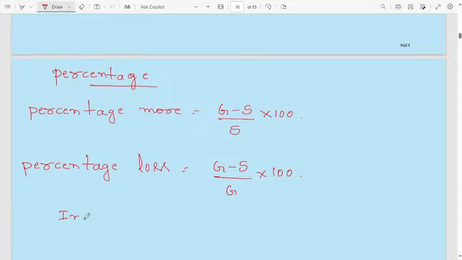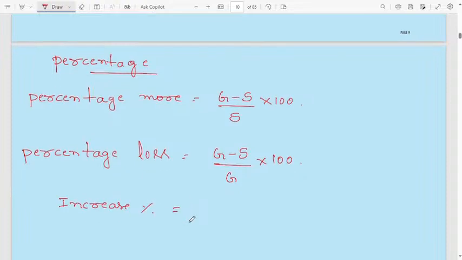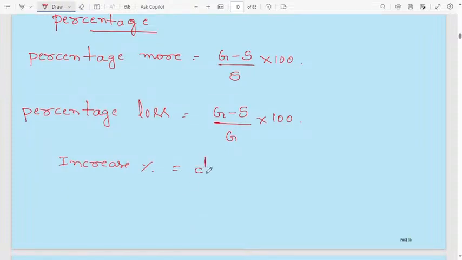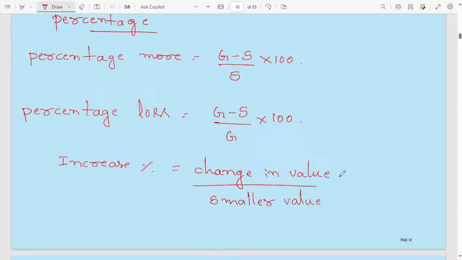Then next one, increase percentage. If you want to calculate an increase percentage, then change in value divided by smaller value into 100. Permutation combination is not there. Okay, next.